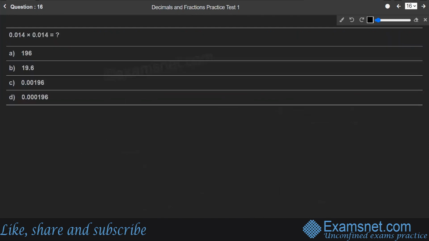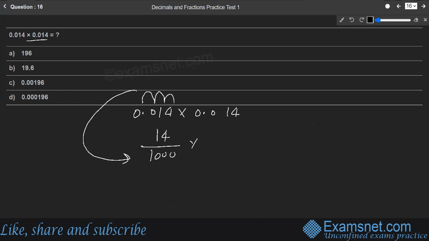Now he says 0.014 multiplied by 0.014. So clearly we can do what? 0.014 multiplied by 0.014, that's what he has asked. We can write this as 14 by 1000, because the decimal has to be shifted 3 places: 1, 2, and 3. So we have a number containing 3 zeros multiplied by the same thing. So it is going to be again 14 by 1000. This is the actual thing that we are supposed to do.